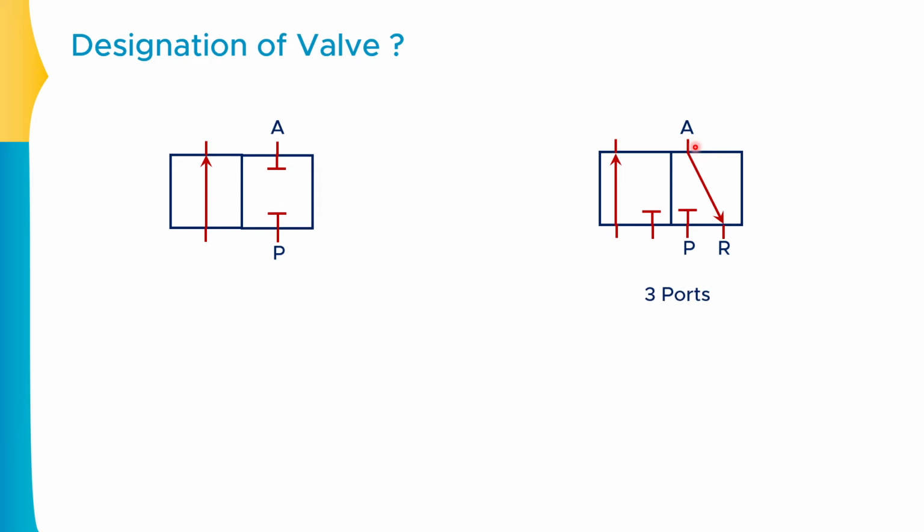Clear? Secondly, to identify the number of positions available, or the number of possible ways the valve can operate, you have to count the number of squares. How many squares are available over here?